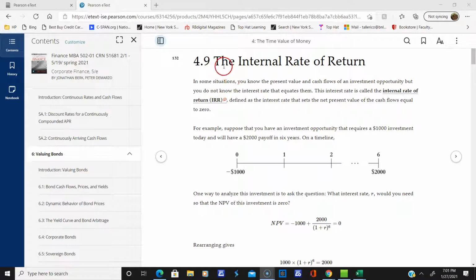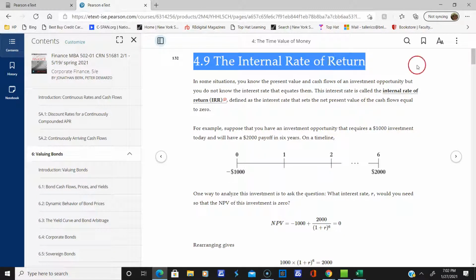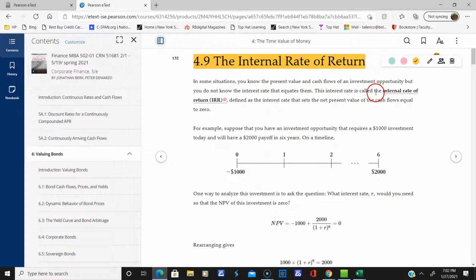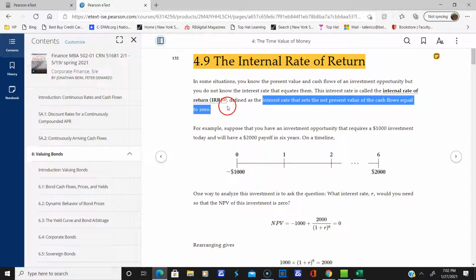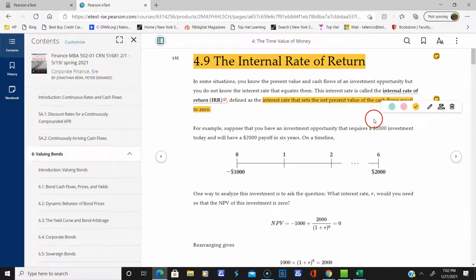What I want to discuss in the time value of money chapter of your book, which is section 4.9 here, is the concept of internal rate of return. Rather simply, the internal rate of return is the rate that sets the net present value of the cash flows equal to zero. At some point we're going to learn about the net present value, but this is the point that sets the net present value of the cash flows equal to zero. And this is a determinant in whether or not we're going to make an investment.